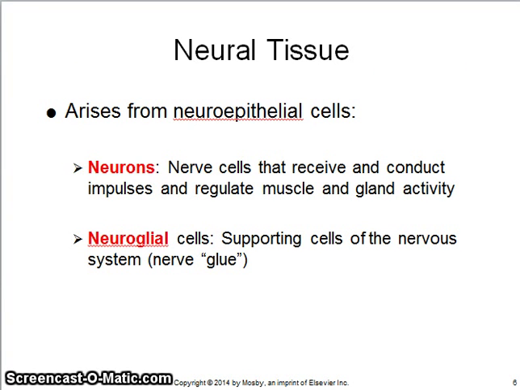Neural tissue arises from neuroepithelial cells. Neuroepithelial cells are highly organized areas for reception and correlation. Two types of these cells are neurons and neuroglial cells. Neurons are nerve cells that receive and conduct impulses and regulate muscle and glandular activity. Neuroglial cells are the supporting cells of the nervous system. Neuroglia means nerve glue.